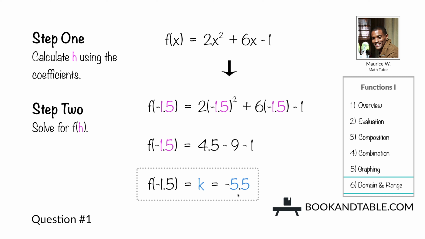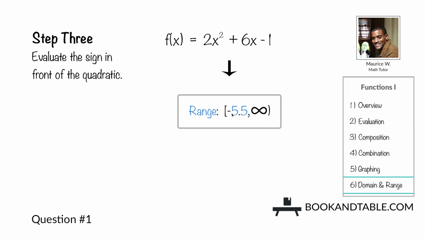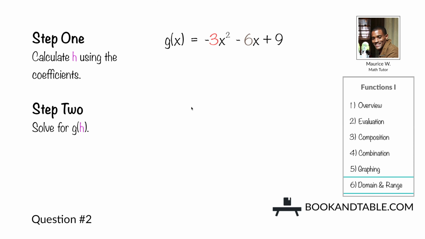So this is the y value we are looking for. And now step 3, evaluate the sign in front of the quadratic. It is positive. That lets us know the quadratic is opening upwards towards positive infinity, with negative 5.5 as its low point of the range. So the range is from negative 5.5 up to positive infinity, including negative 5.5. So that is the answer to question number 1. Let's now have a look at question number 2.